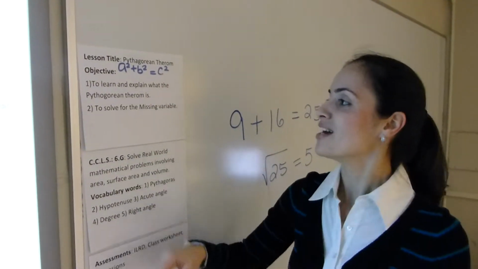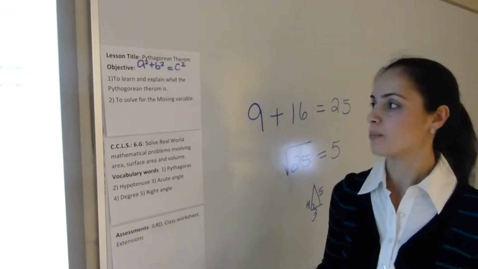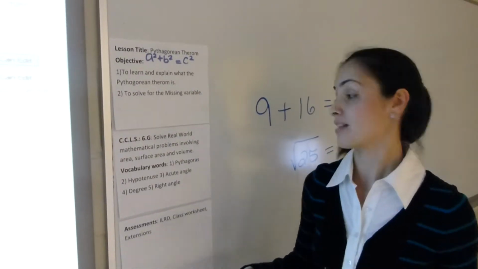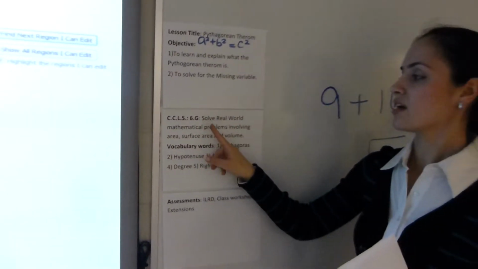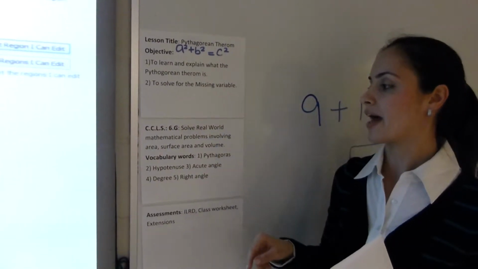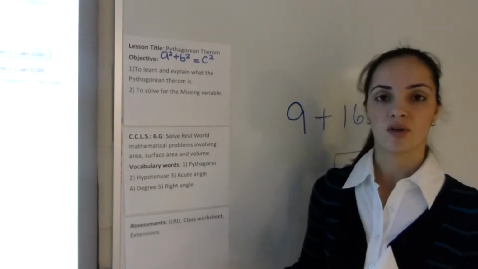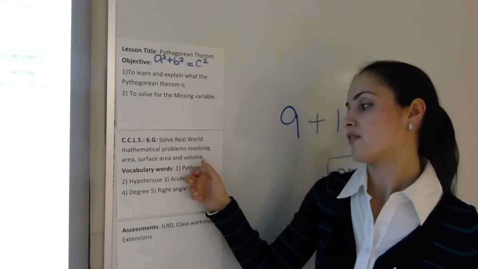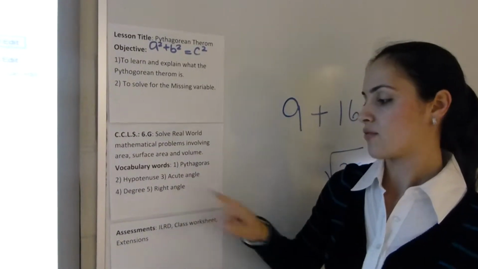of a triangle. Our objectives for today's lesson are to learn and explain what the Pythagorean theorem is, and to solve for the missing variable, or the missing side in this case. The Common Core Learning Standards are 6G, where we solve real-world mathematical problems involving area, surface area, and volume. Some vocabulary words that were introduced were to see who Pythagoras was, hypotenuse, acute angle, degree, and right angle.